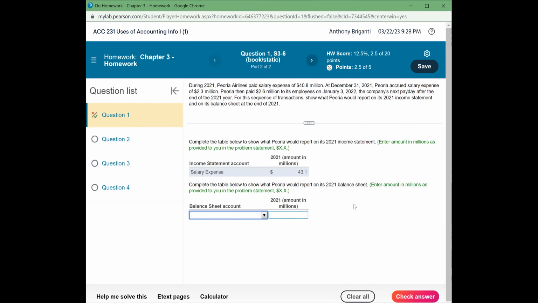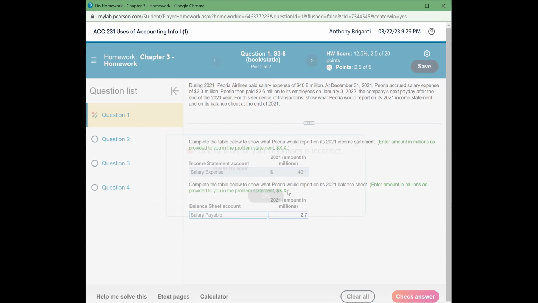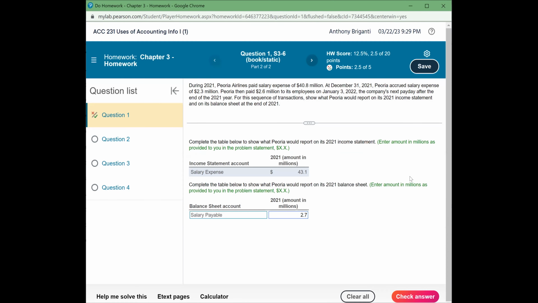Lovely. Now, the next one here, what is it asking for? It's asking to complete the table to show what Peoria would report on its 2020 balance sheet. So on the balance sheet instead of the income statement. There's something you're learning that's different about those two. So this is salary payable now instead of salary expense, and it's just what they actually paid, which is 2.7 million. Didn't like that. Okay, why didn't it like that?